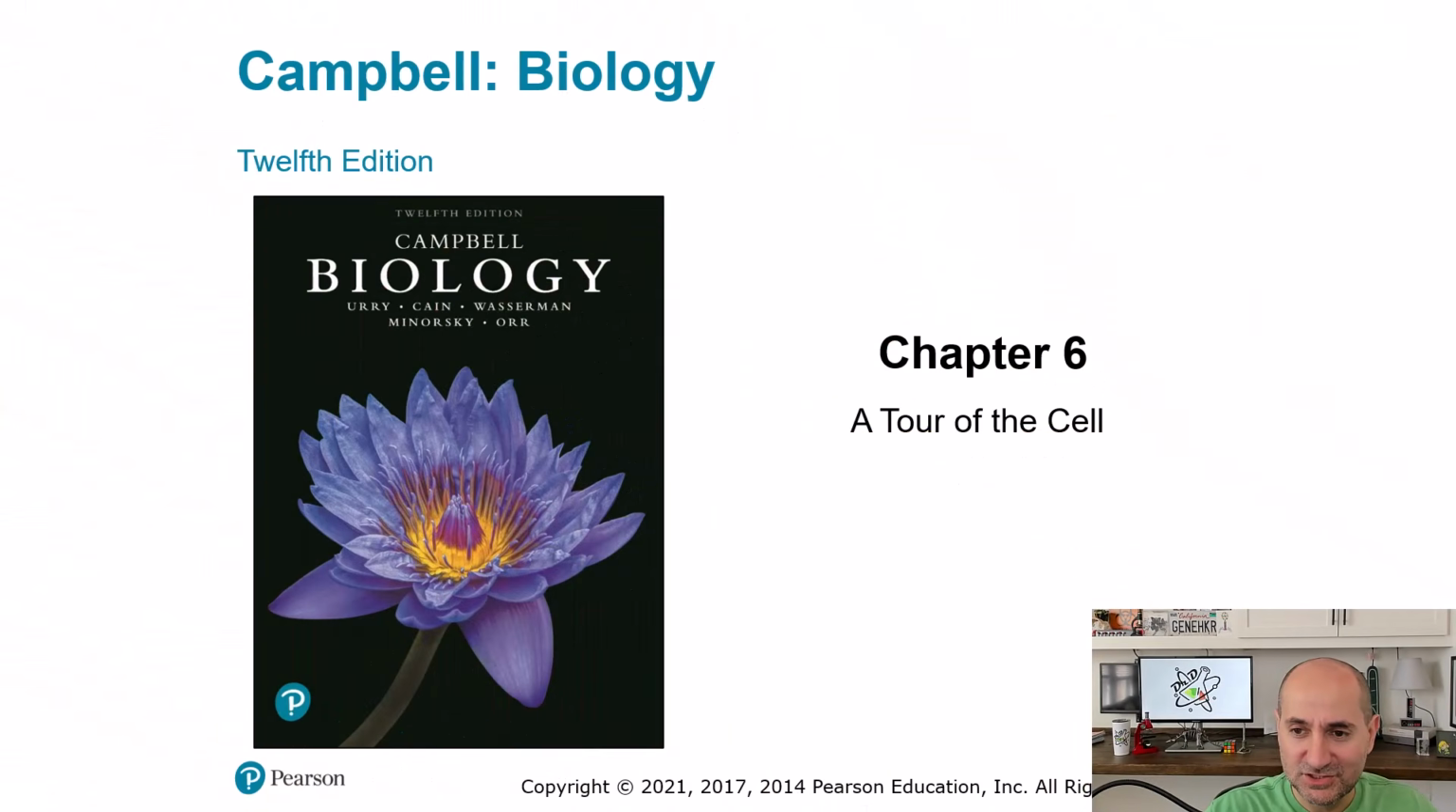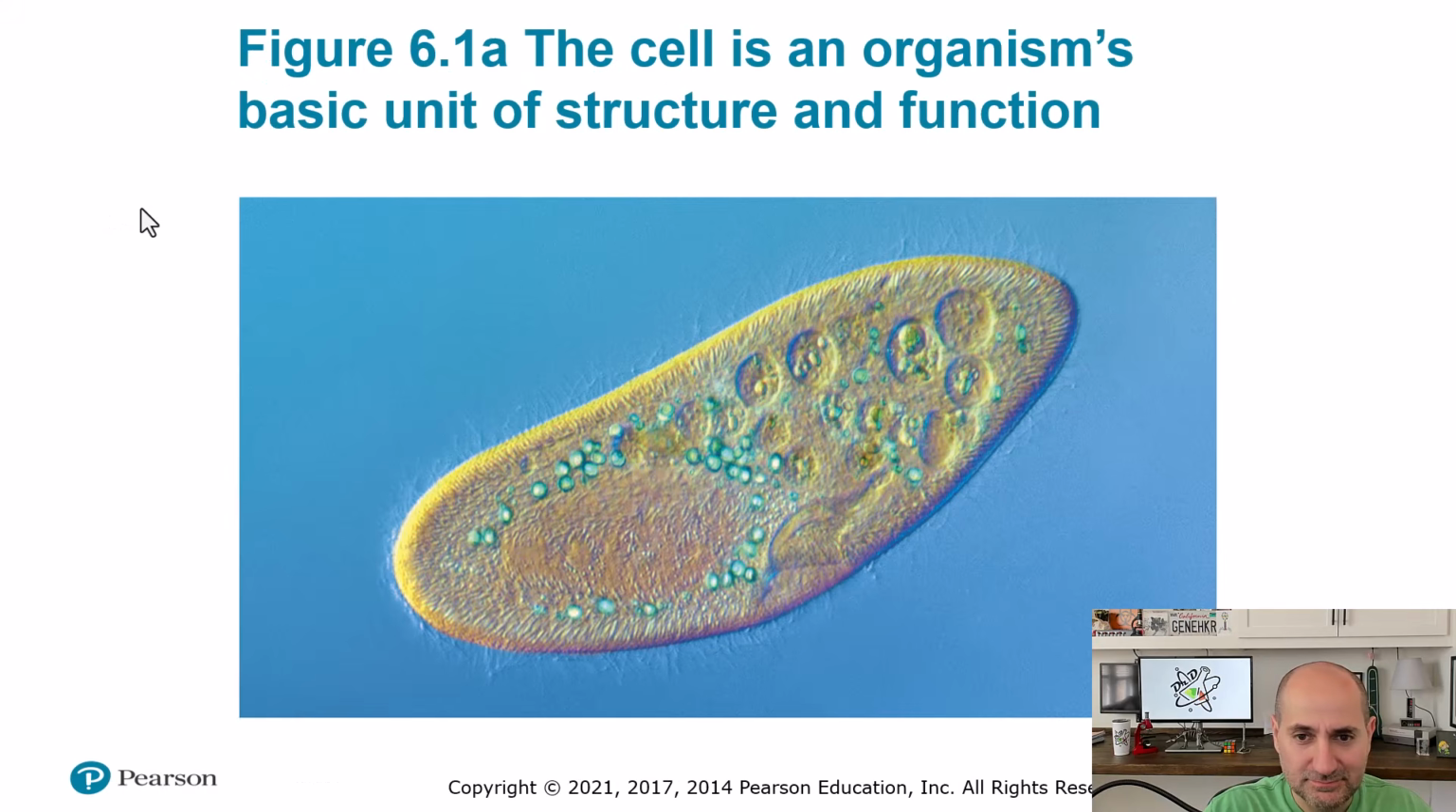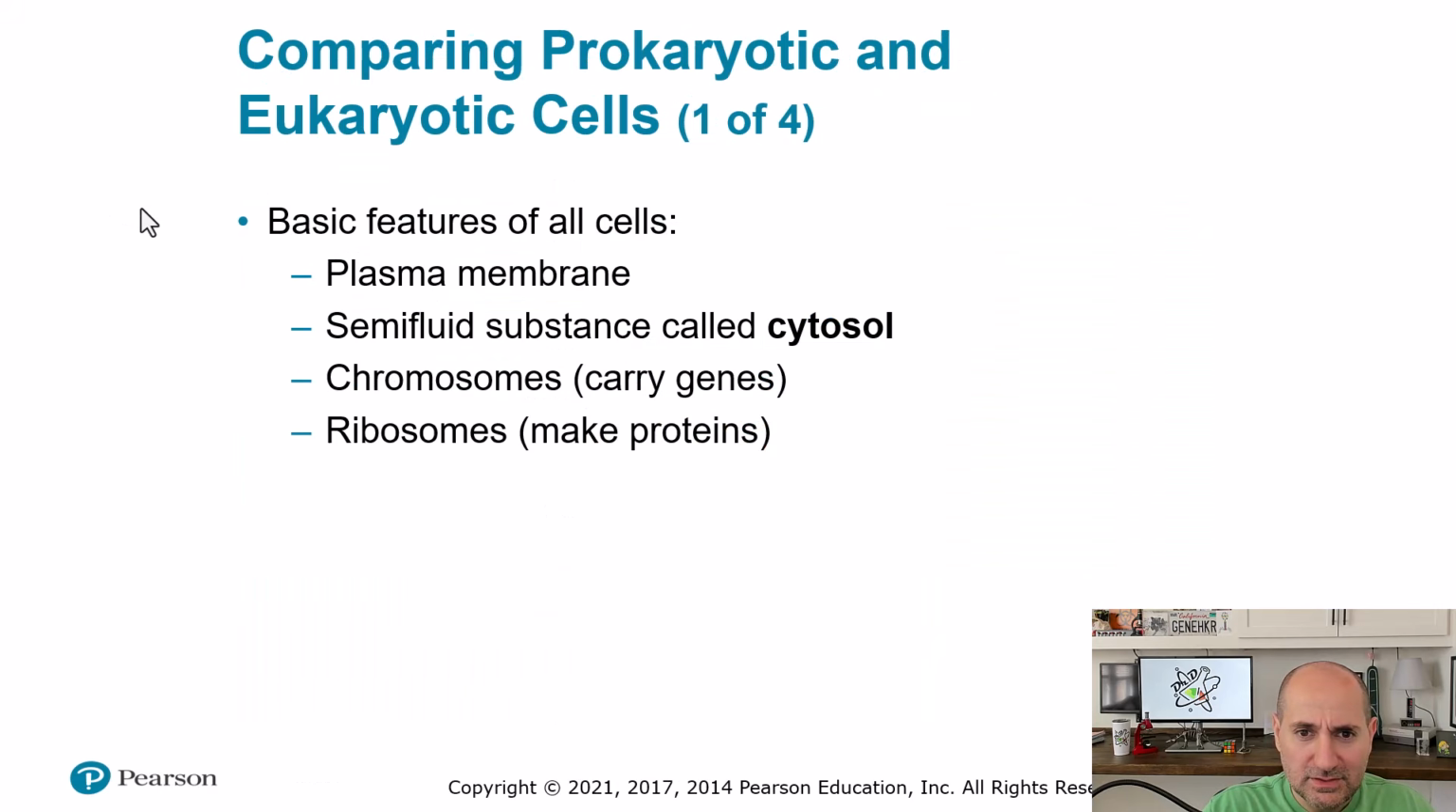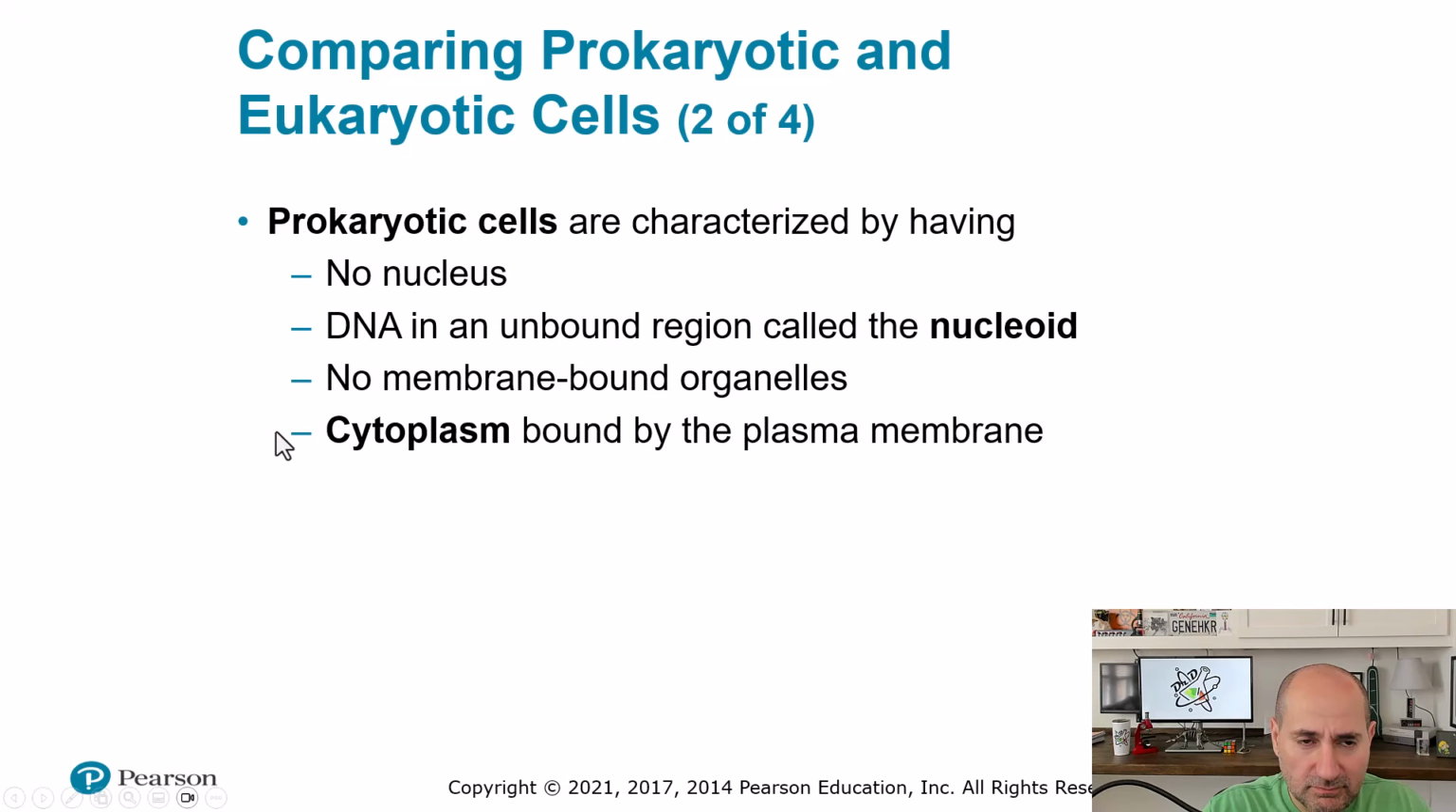Let's start with Chapter 6, the last chapter for Exam 2, A Tour of the Cell. You should know the basic features of all cells. So I might ask you, like, which of the following is not a basic feature of all cells? And these are the basic features of all cells.